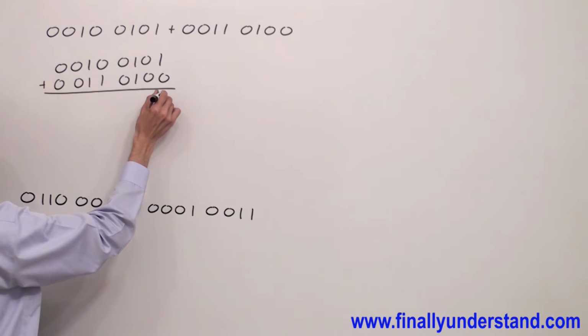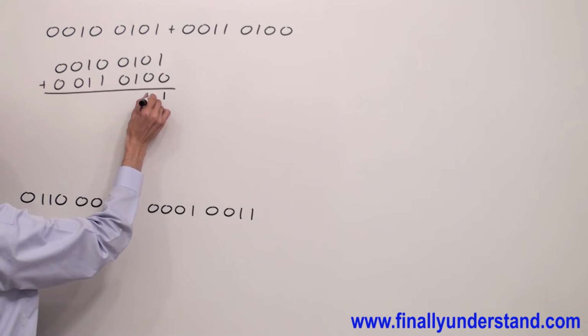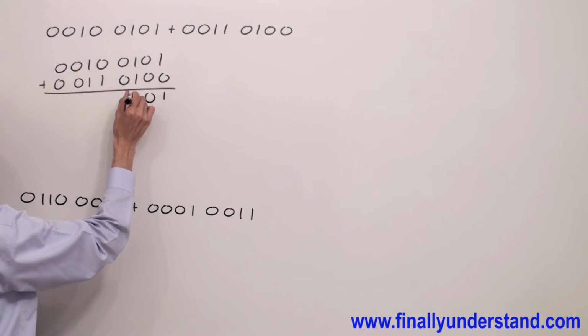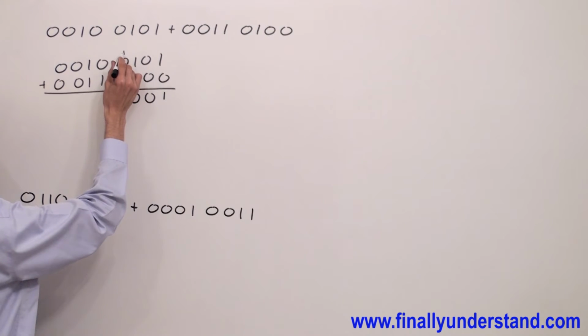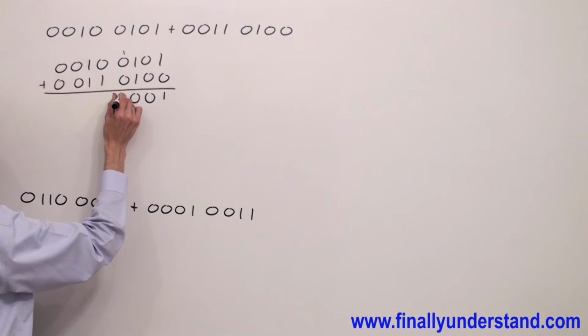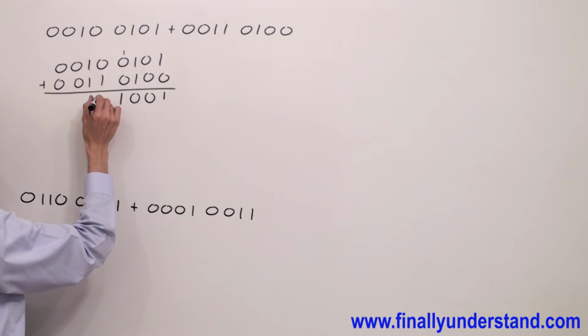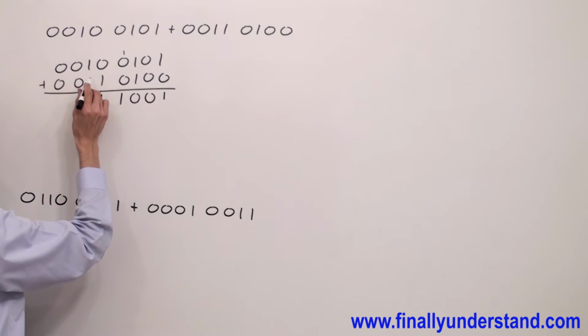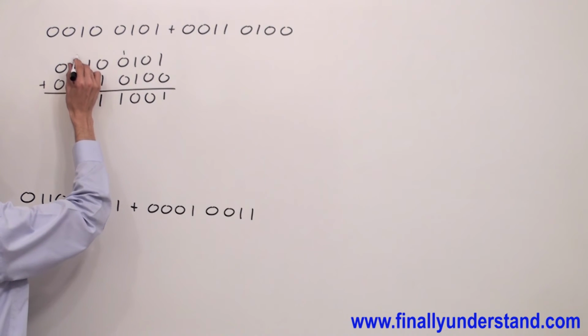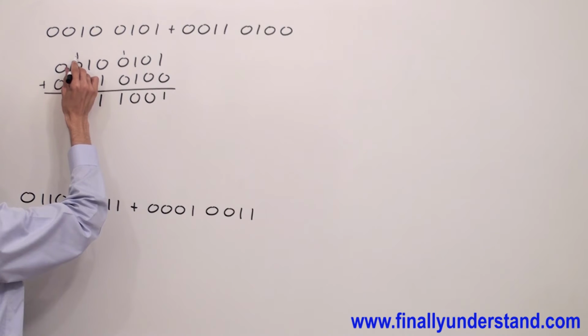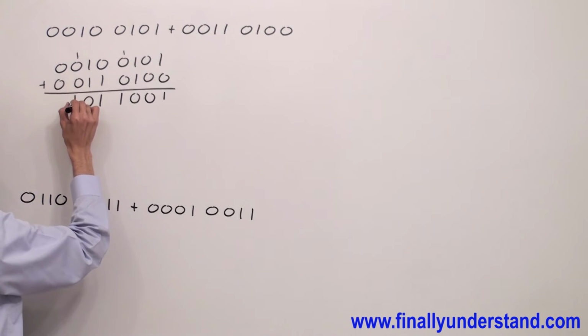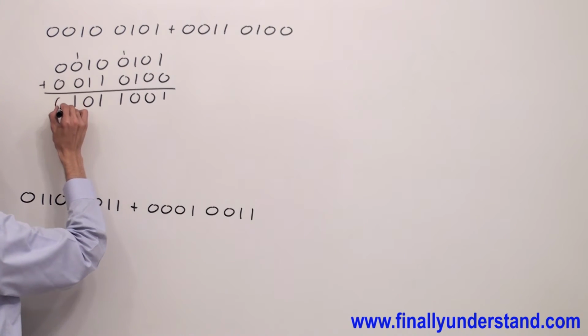1 plus 0 is 1, 0 plus 0 is 0. 1 plus 1 is 2, right? 0 and carry of 1. 1 plus 0 is 1. 0 plus 1 is 1. 1 plus 1 is 0 and carry of 1. 1 plus 0 is 1. 0 plus 0 is 0.